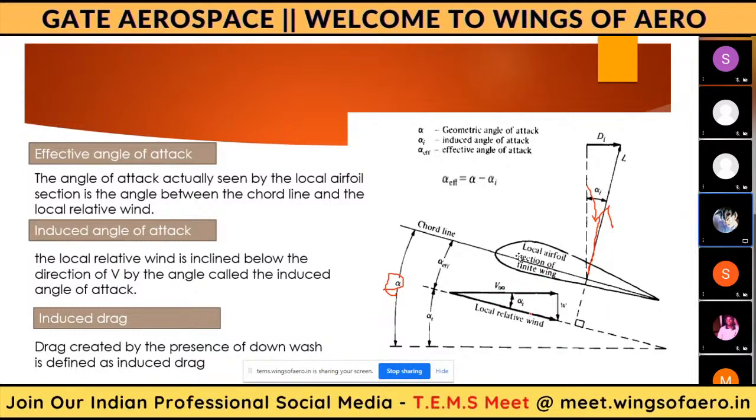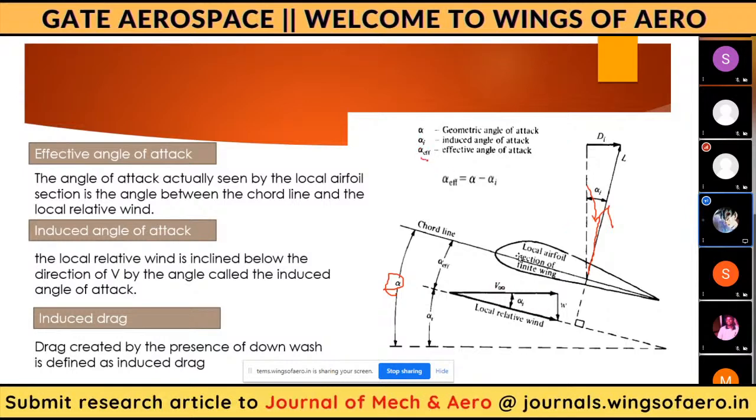So can you please explain it again? Okay, fine. So there are two things. One is effective angle of attack. Another one is induced angle of attack.